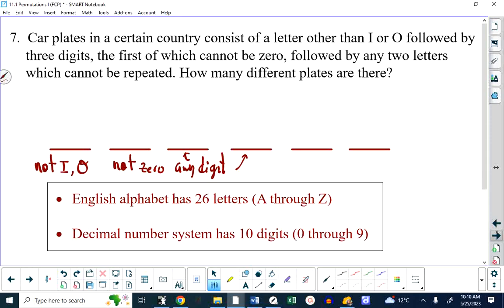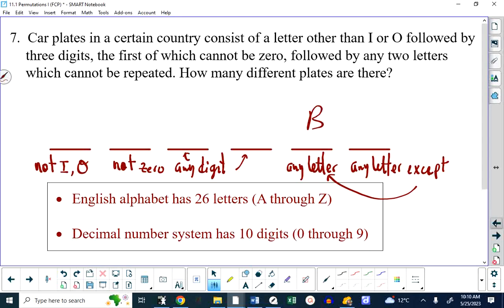Then, any letter followed by any letter except that letter, because those 2 letters cannot be repeated. So if you put a B here, then you cannot put a B in the next one. Once you organize this, it's not difficult.